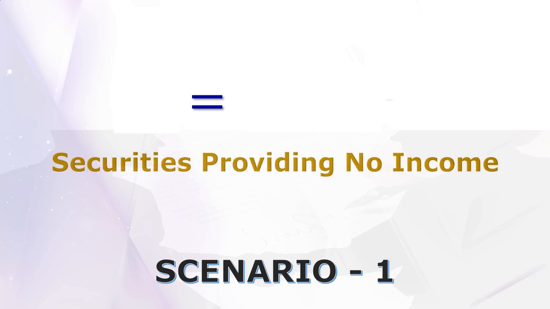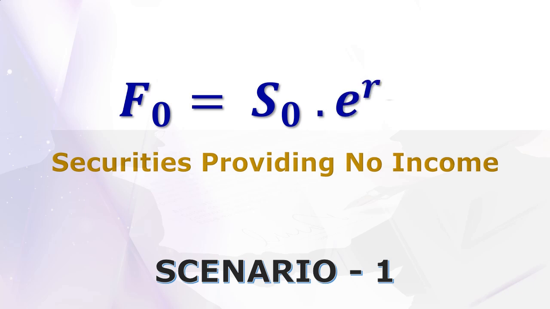Before we jump into our illustration, let us see our scenario 1, which is securities providing no income, wherein the underlying asset is not going to give any income in the form of interest or dividend during the period of holding. In that case, the value of the forward, which is F naught, is equal to S naught, that indicates the current asset price now, into e to the power r.